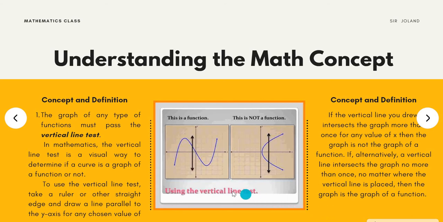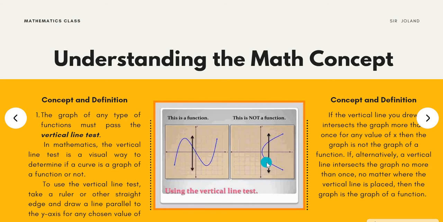So, simply kapag tumama yung ating vertical line sa graph more than once, so pwedeng twice, 3 times, 4 times, basta more than once tumama yung ating vertical line sa graph, hindi na siya function. So, yan yung nangyari dito sa ating second illustration dito. At dahil yung graph natin ay pa letter C, and then nagdraw tayo ng vertical line, tumama siya sa dalawang points doon sa given graph.